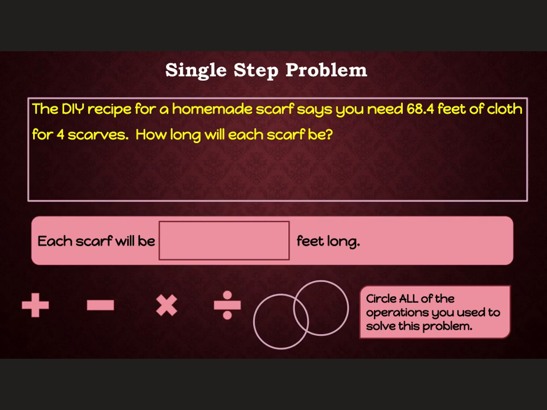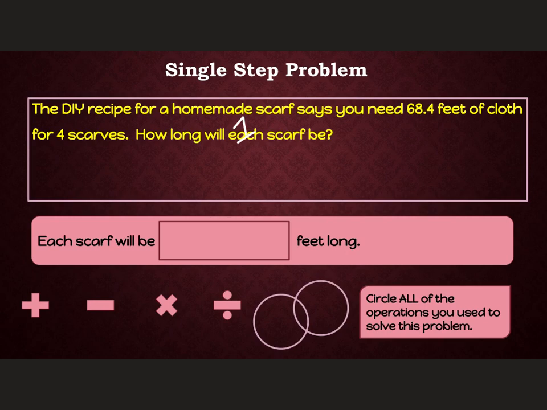Okay, so now we have a single step problem. We'll go ahead and read it. The DIY, which is do-it-yourself recipe for a homemade scarf, says you need 68.4 or 68 4/10 feet of cloth for 4 scarves. How long will each scarf be? We know that each means 1.